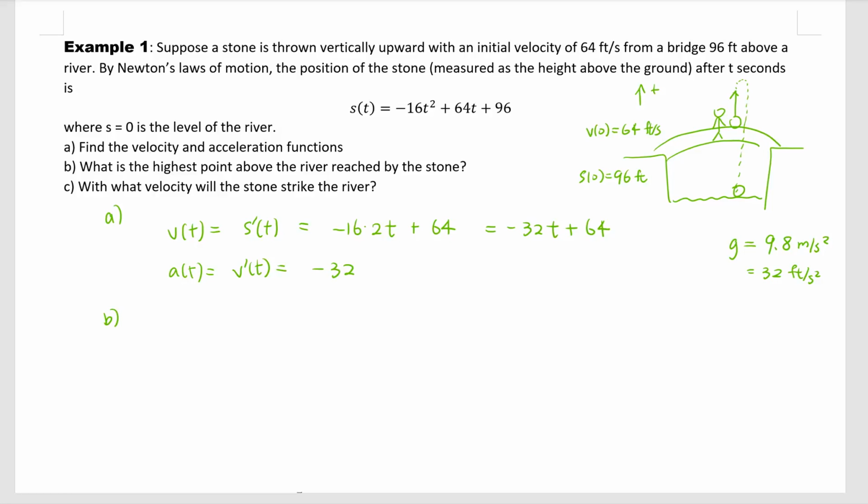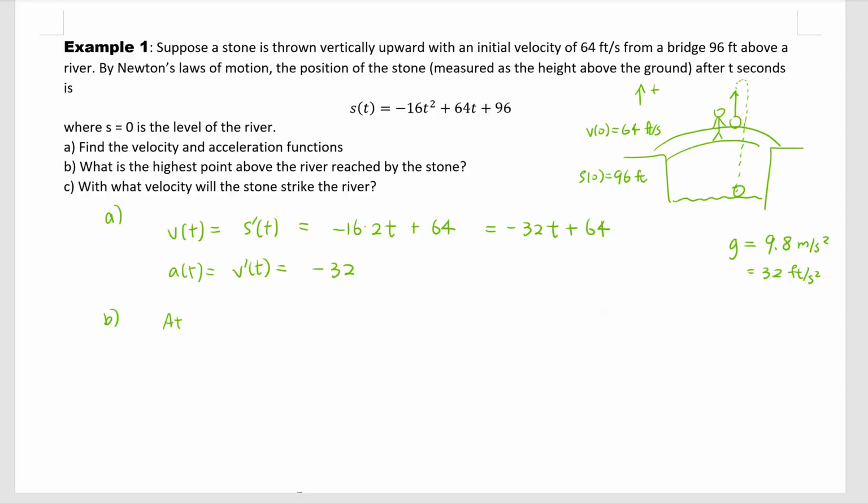What's the highest point above the river reached by the stone? Well, what happened when you throw the stone? What happened when the stone is at the highest point? What is special about it? The velocity is 0, right?